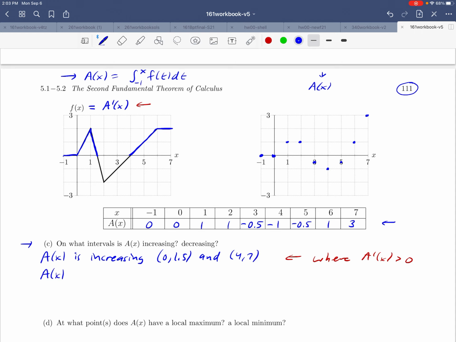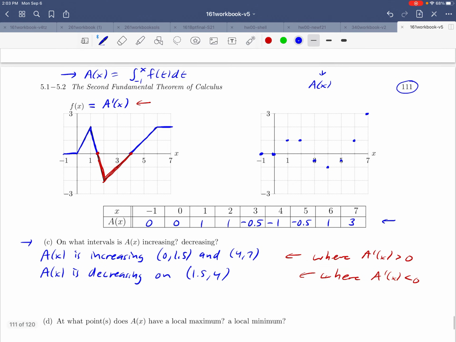And then similarly, a of x is going to be decreasing on intervals where the derivative is negative, where a prime of x is negative. So back up to our graph, notice that we're below the x-axis from here to here, and that interval starts at 1.5 and ends at 4, so 1.5 to 4. So we have a little information then about what ultimately this graph of a of x should look like.